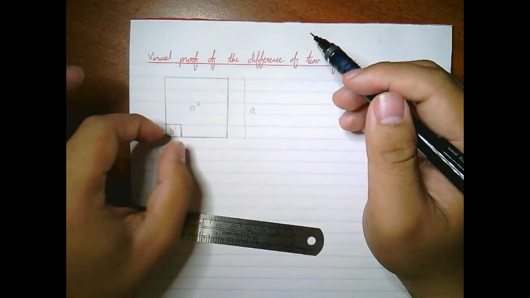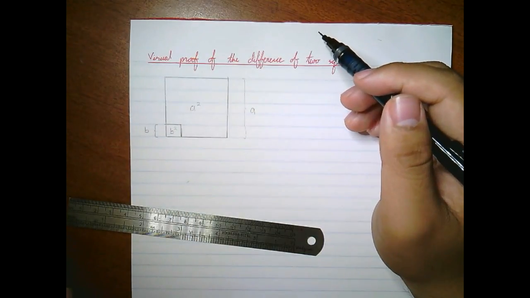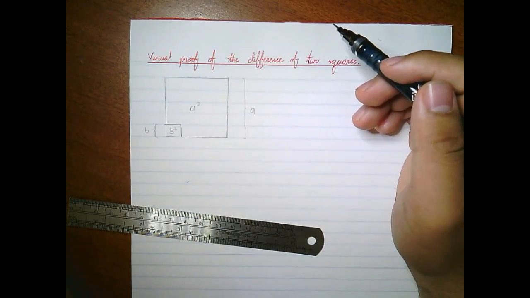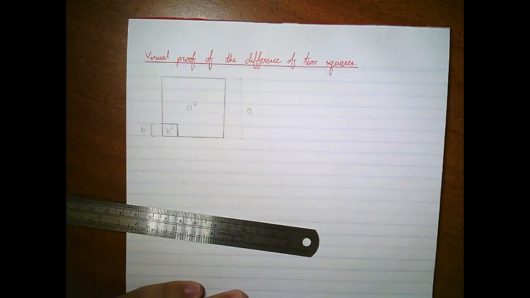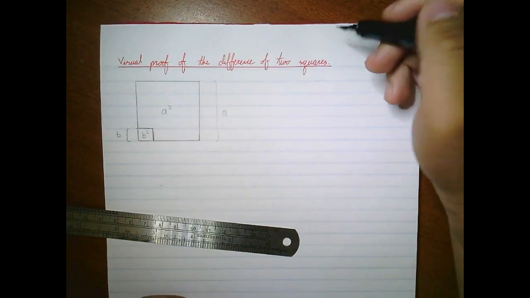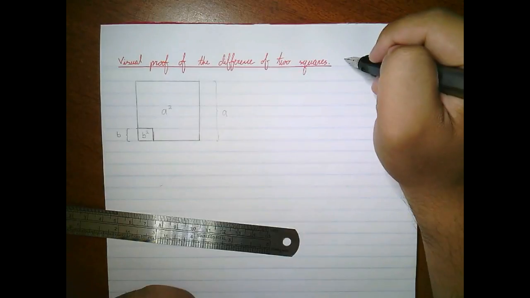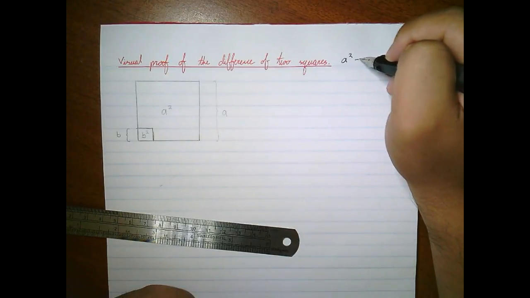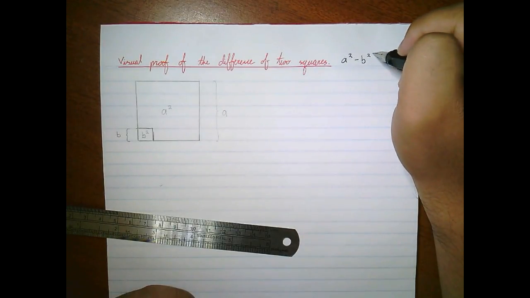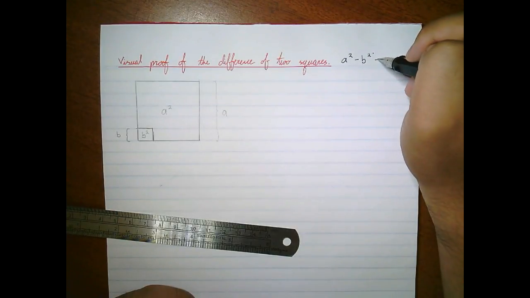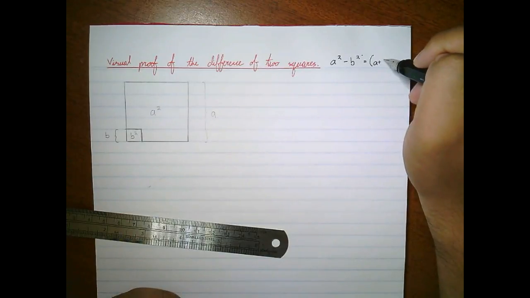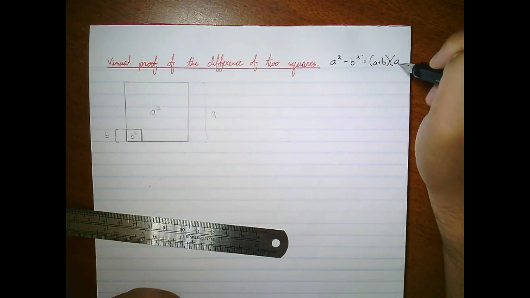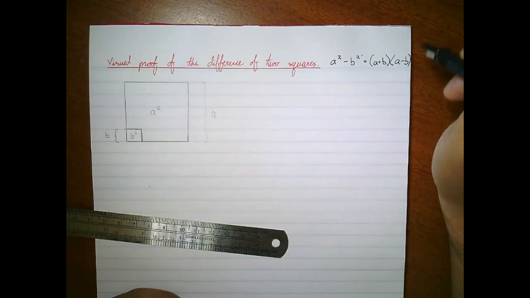So now if I were to take that block away, I'm going to prove to you that this area, so the proof is going to be, once again, that if we have two squares, A squared minus B squared is the same as A plus B, A minus B, like that.